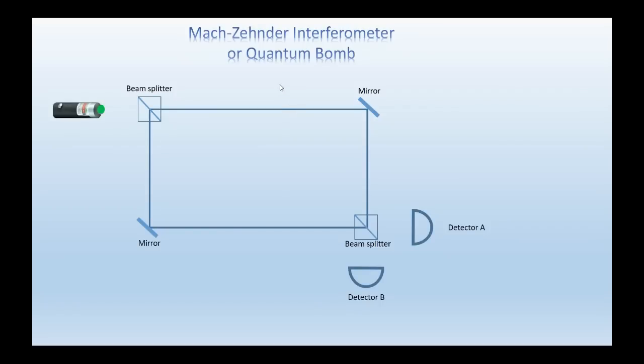The next mystery is the Mach-Zehnder interferometer, also known as the quantum bomb. I will briefly explain it as there are many informative videos available on YouTube if you are interested in more details. When we send photons one by one into the system shown on the slide, due to the beam splitter the photon may end up in the upper path or in the lower path, reaching the detector labeled as A. It always reaches A and never B.